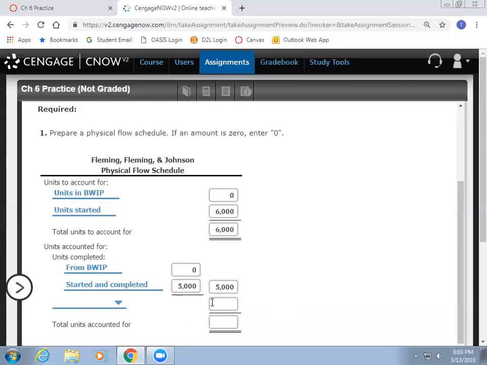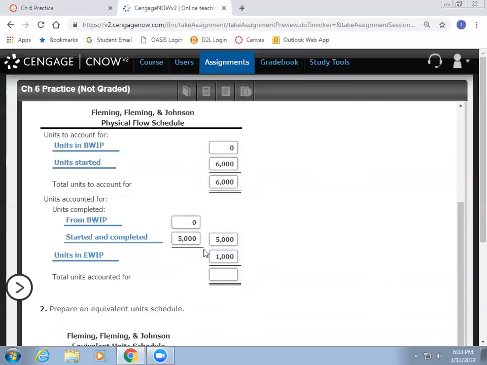And then we have 1,000 left in ending work in process. They give us that. And that also equals 6,000. So we've reconciled there. Of the total 6,000 units we had available in this period, 5,000 were completed and transferred out, and 1,000 are in ending work in process.